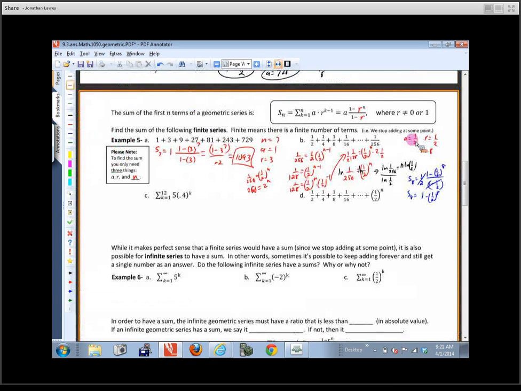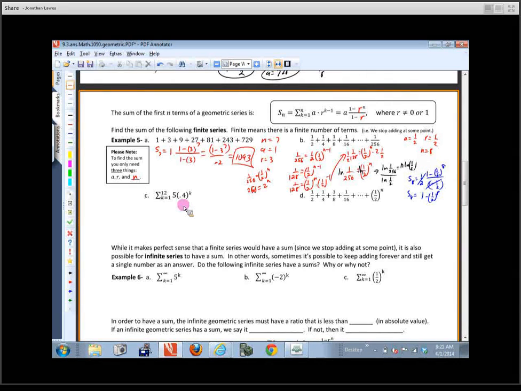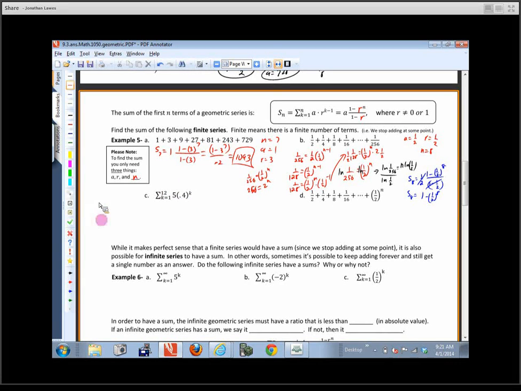You've got to know the first term, you've got to know the common ratio, and you've got to know how many terms we're trying to add up. Okay. Take a look at this one right here. This one's kind of nice. On this one, we started out with a different index, but we do know the first term, don't we? What's the first term?